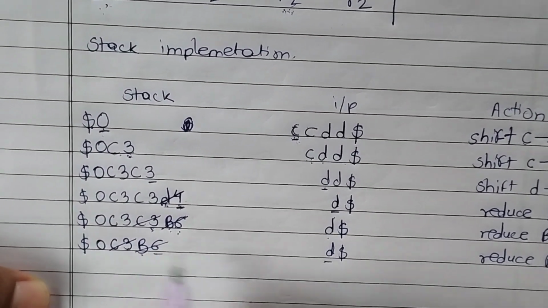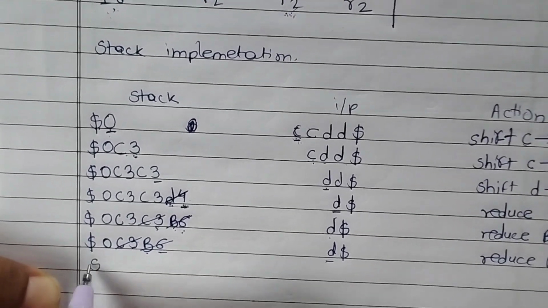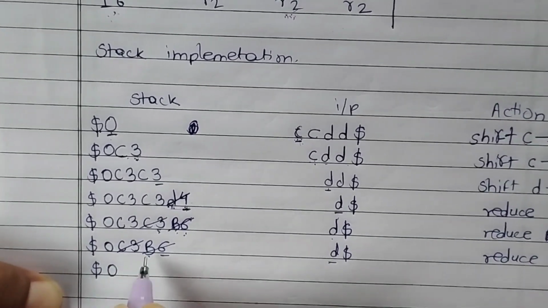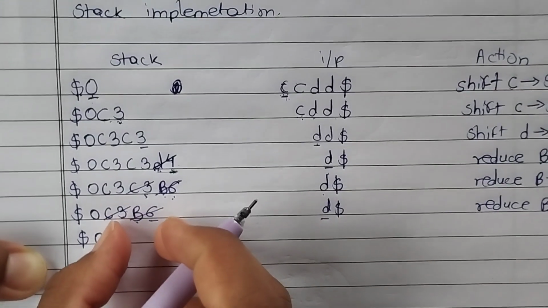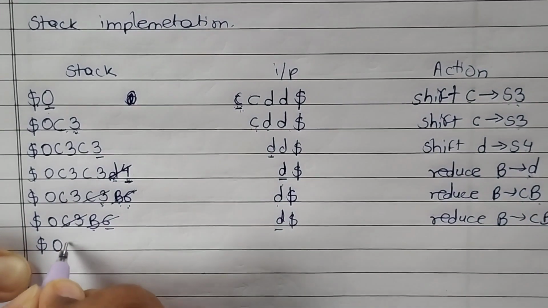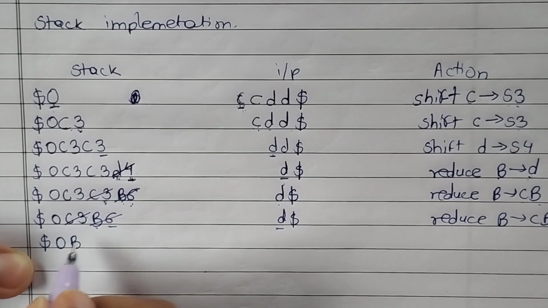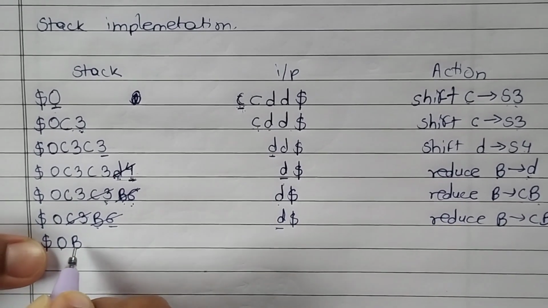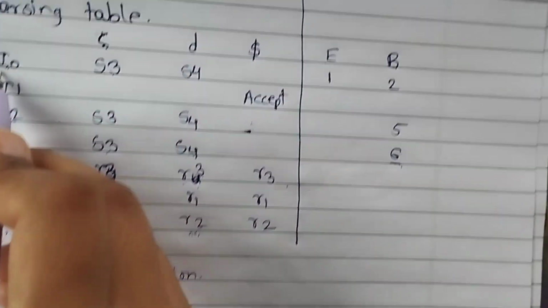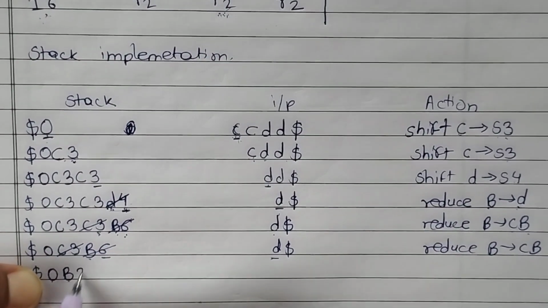One number, one character, one number, one character. This is for 1, this is for 2. Now remaining is $0, and for this we reduce B. So write this B. Now the stack wants a number at the top, so for that we check I0 and B, which is 2, so write 2 here.